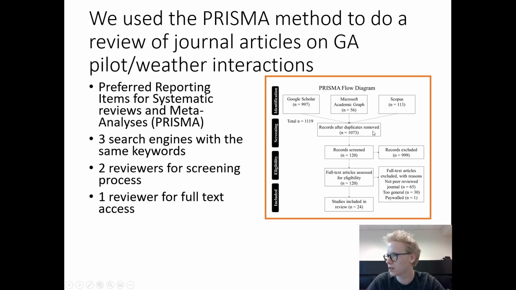We removed the duplicates, and then we screened all of the papers, roughly 1,000 papers, and got down to 120. There were 2 reviewers for that screening process. The 120 selected were both included by myself and Dr. Fala. And then I assessed each of those last 120 for full text eligibility, and came down to 24 papers.